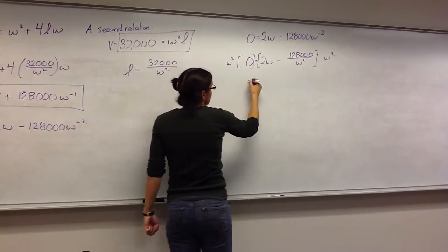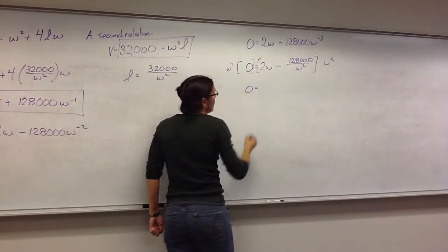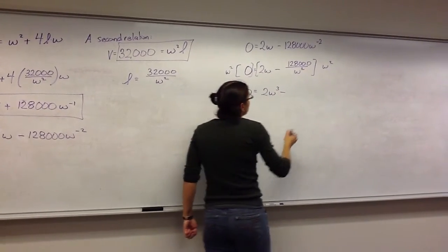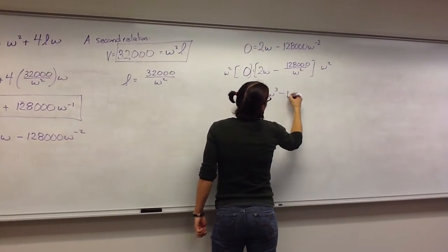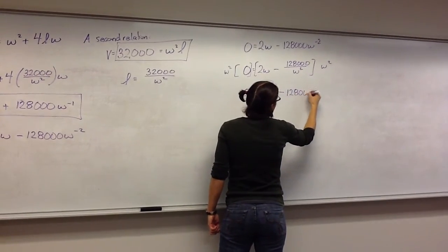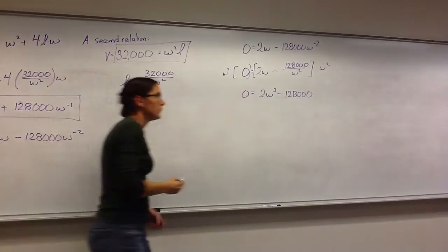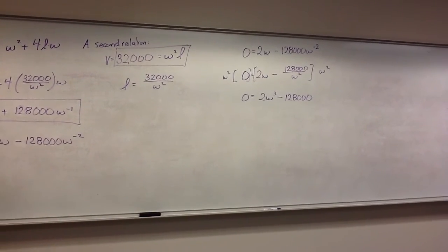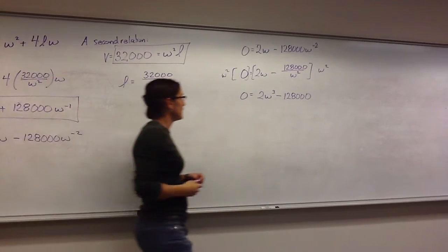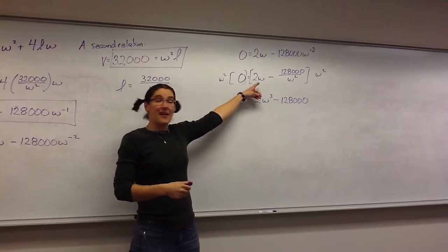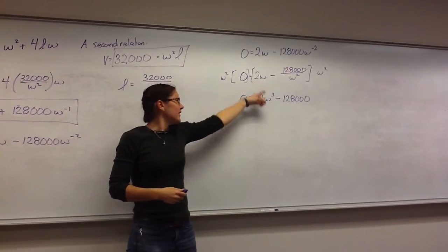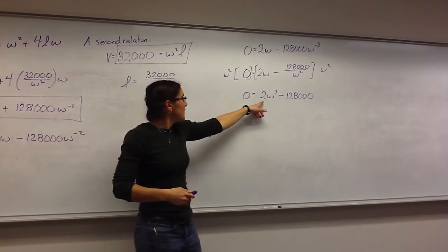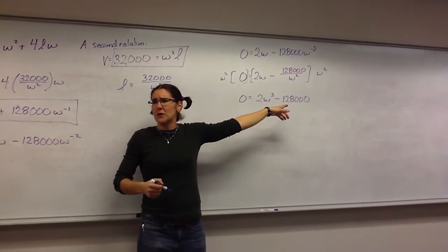on the left side that does nothing. I still have 0. And on the right side I have 2W to the third minus 128,000. Alright, so that was my algebra technique. I got rid of my denominator. And in the process of doing that, life got pretty nice. I ended up with 2W cubed minus 128,000.